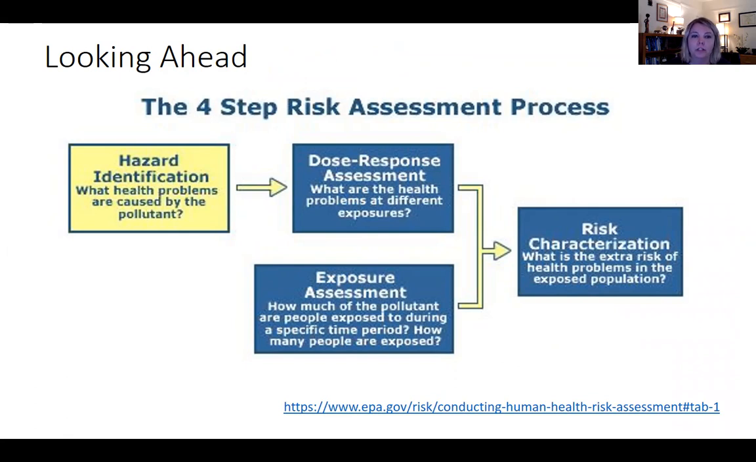Also the exposure assessment. So how much of the pollutant are people exposed to during a specific time period, and how many people are exposed. And then actually characterizing the risk, and what is the extra risk of health problems in the exposed population.